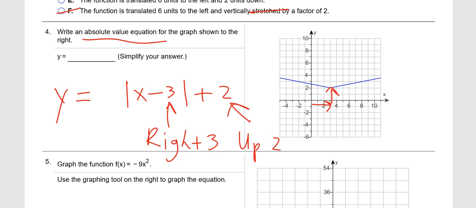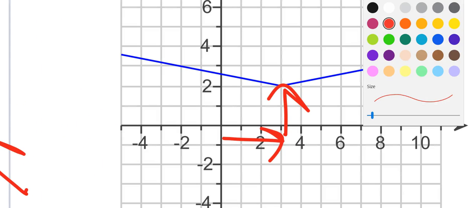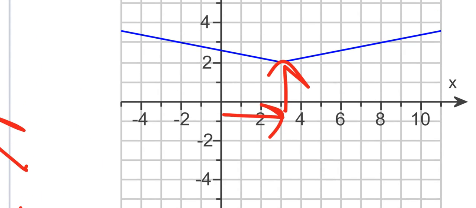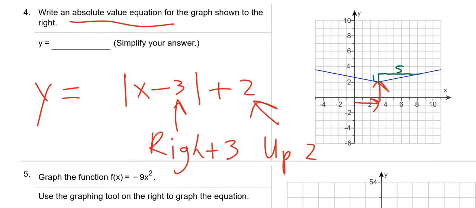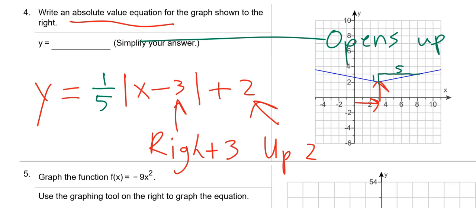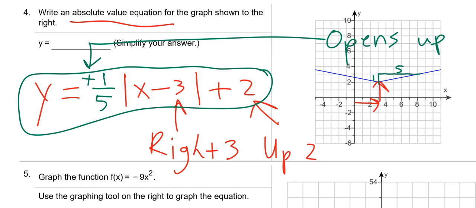Now the slopes of the lines, if I look at those slopes a little bit more carefully, I can see that they go up 1 over 1, 2, 3, 4, 5. Up 1 over 5. So, since it's positive, that's up 1 over 5. And it has to be positive because it's opening up. So that's why this is a positive. Well, there we go. We got everything we need. We wrote our equation based on the picture.